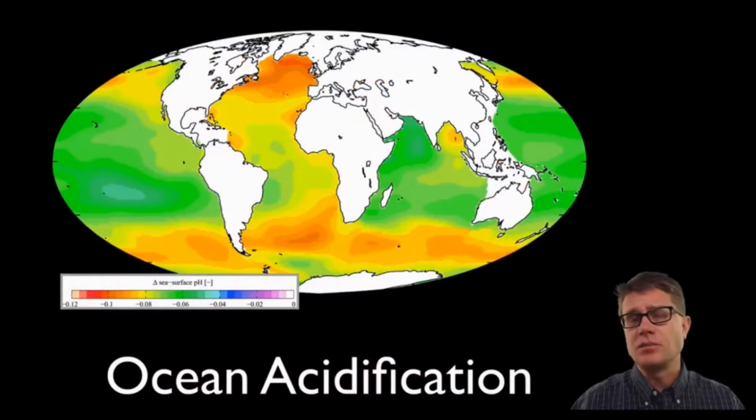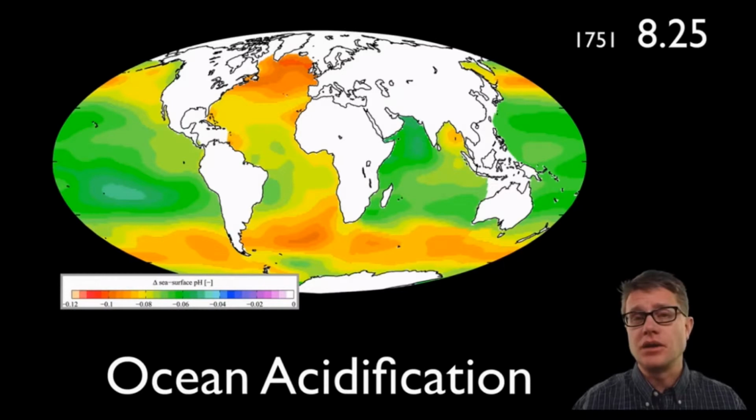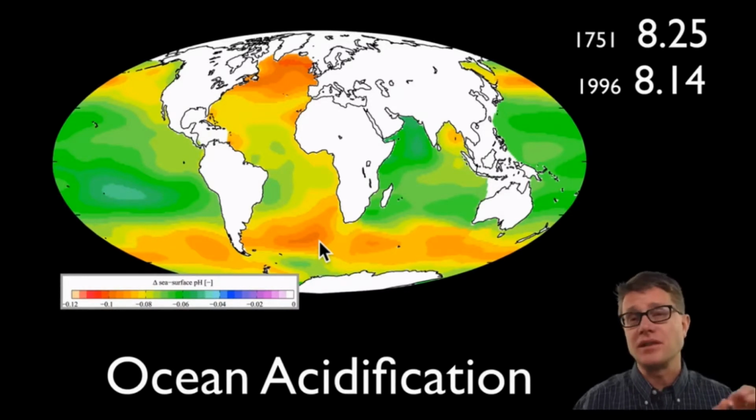Now, how much of a change in pH are we seeing? If we look at pre-industrial levels, the pH of the oceans was really basic, 8.25. Post-industrialization, it had changed to 8.14. Now, there are going to be regional differences you can see on this map right here. And you might say that's not much of a change in pH, 0.11, but remember this is a log scale. So that represents a 30% change in the pH.